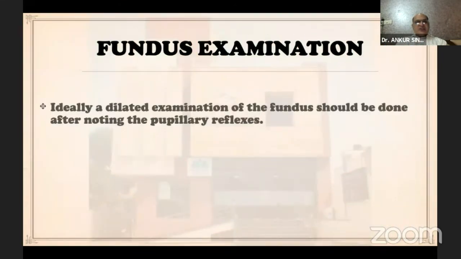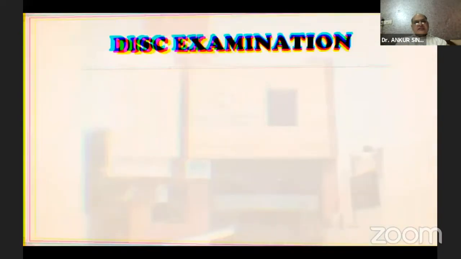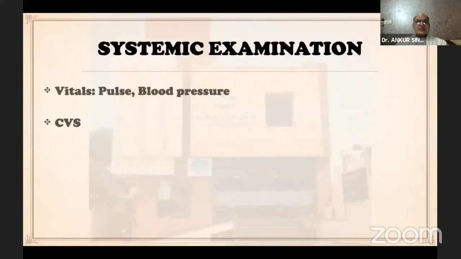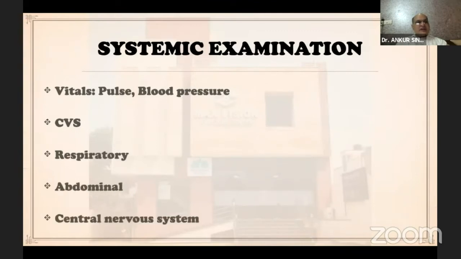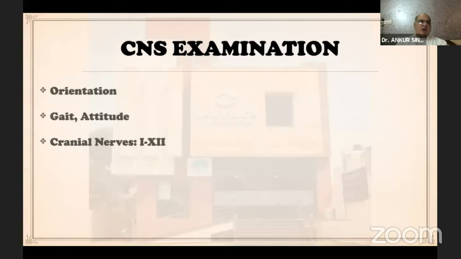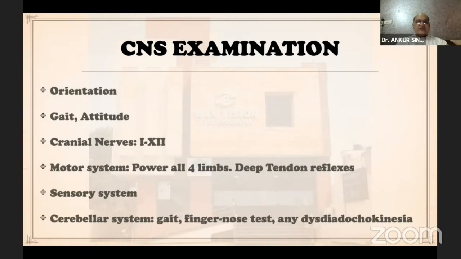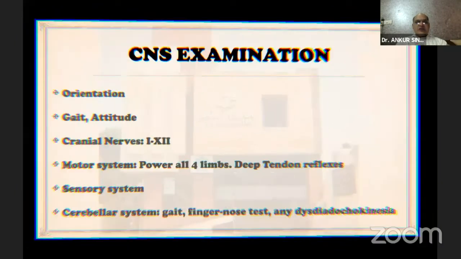Now, fundus examination is important and should be done after dilatation. Again, we have a full lecture on fundus examination, so I'm going to skip this. Systemic examination must include vitals like BP and pulse, because sometimes you can be dealing with hypertensive retinopathy, along with CVS, respiratory, abdomen, and CNS, of course, in all these cases. CNS examination should include orientation, gait, attitude, cranial nerves, all from 1 to 12, motor system, at least the power of limbs and DTRs, sensory system, and cerebellar system in the form of gait, finger-nose test, and dysdiadochokinesia.